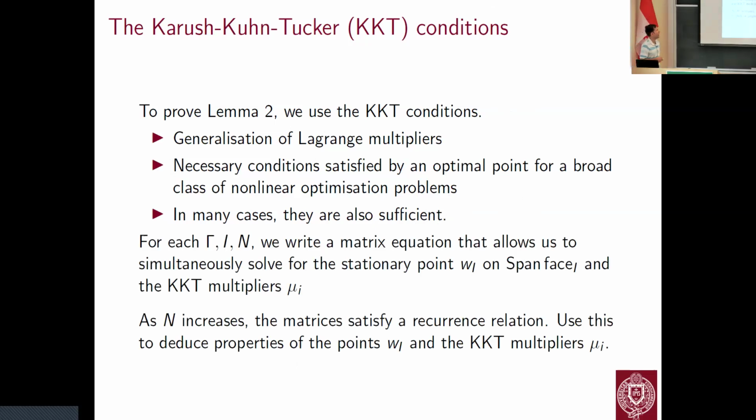Okay, and so here's what I've been doing. For every semigroup gamma, every set of corners I, and for any value n, you can write a matrix equation that allows you to find the stationary points on a face of your cone and all these KKT multipliers. And then when you look at what happens as n increases, you see that these matrices satisfy a recurrence relation, and you can use that to deduce properties of the solutions.